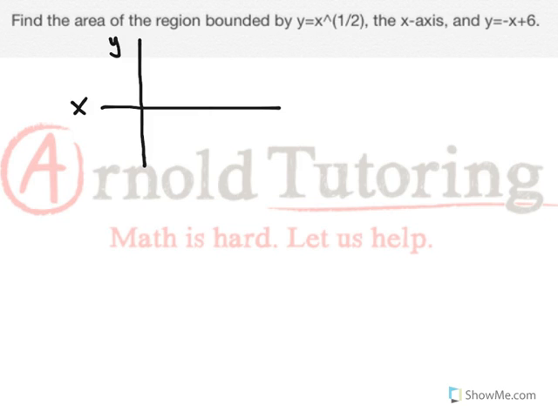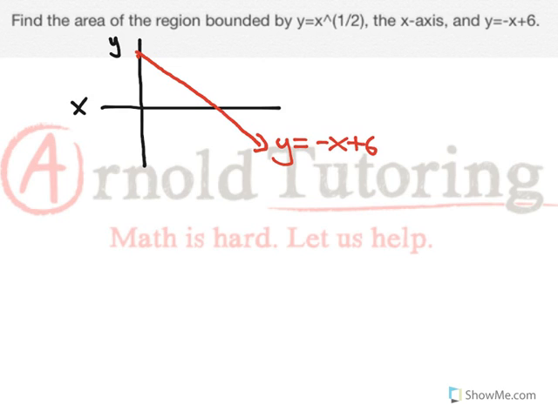I'm going to graph the line first, y equals negative x plus 6. We know that is a graph with a y-intercept at 6 and a slope of negative 1. So it's going to go something like that. Great. Let's label that, y equals negative x plus 6.